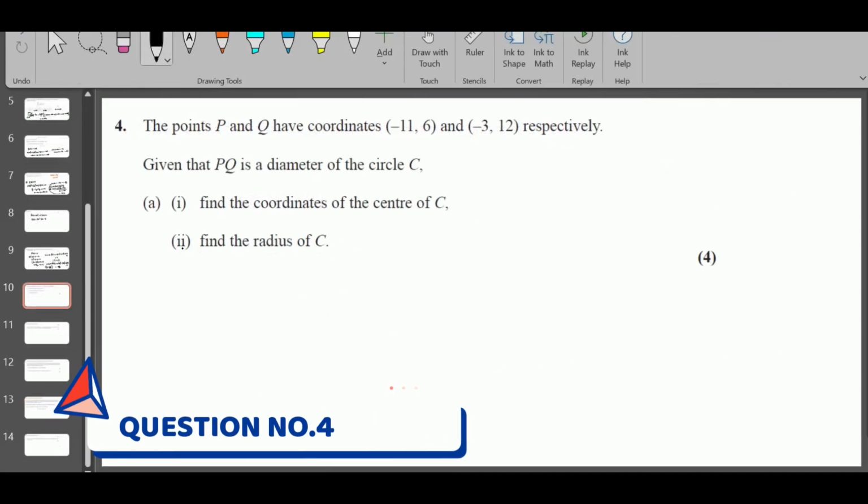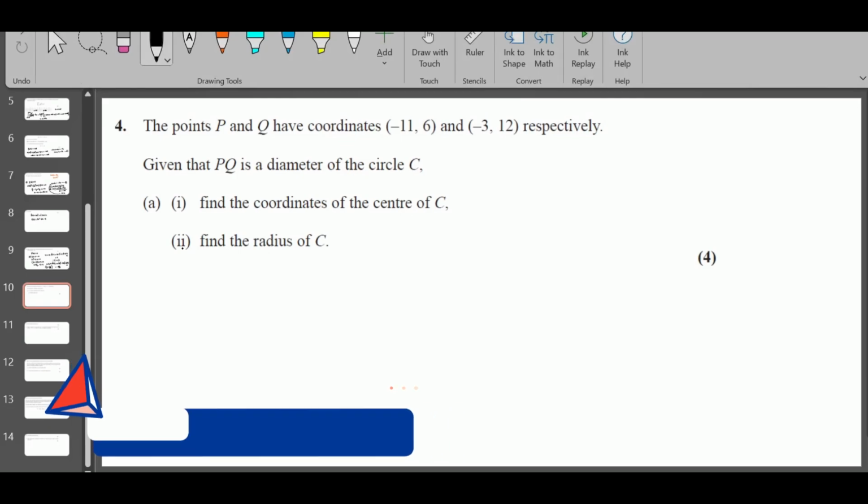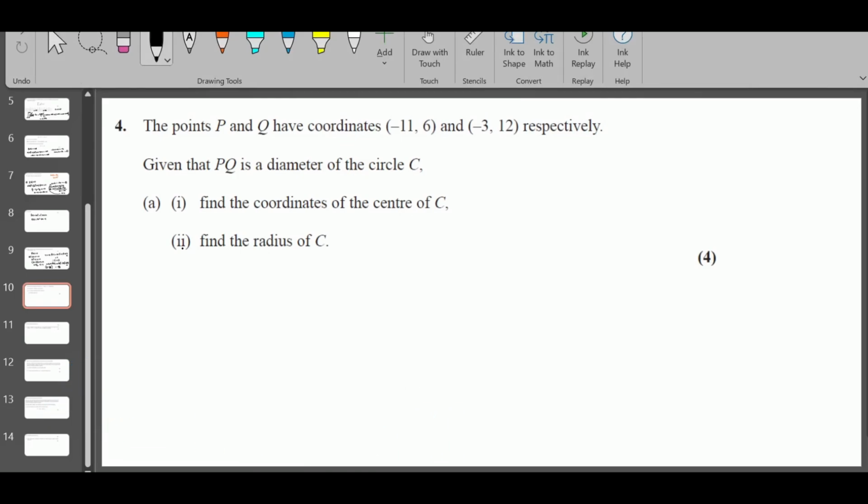Question number 4. The points P and Q have coordinates respectively. Given that PQ is the diameter, find the coordinates of the center. The center will be the midpoint of the diameter, right? So use the midpoint formula. Minus 11 minus 3 over 2, 6 plus 12 over 2. So you're going to get minus 14 over 2, which is minus 7. 18 over 2 is 9.